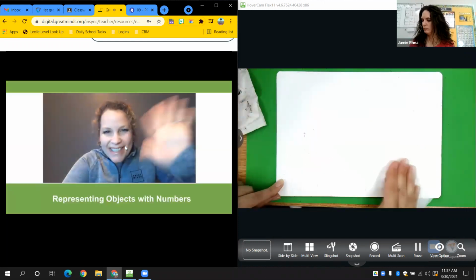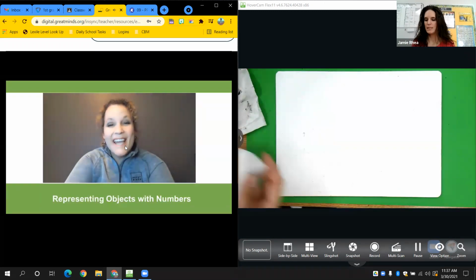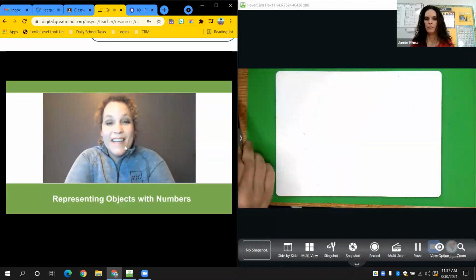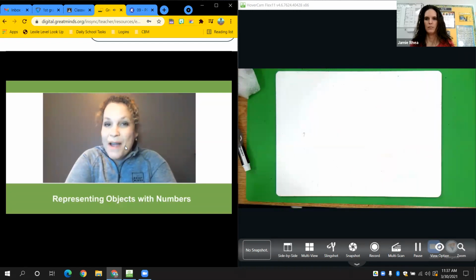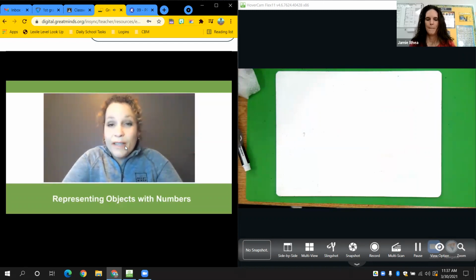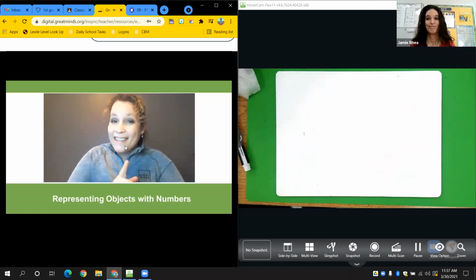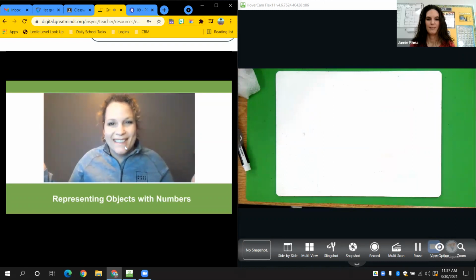Hello, mathematicians. It's Mrs. Curry. Today, we're going to represent a number of objects using numbers. And we'll use our efficient counting skills to count linking cubes. The only thing you need for our lesson today is your whiteboard and your whiteboard marker, which we use every day, and your brain. If you forgot either of these 2 items, push pause and go get them. I'll be right here waiting when you get back.